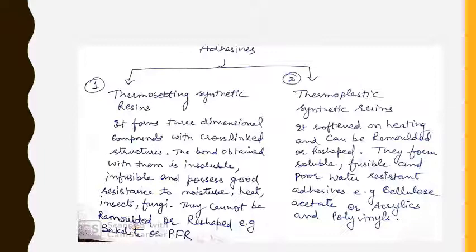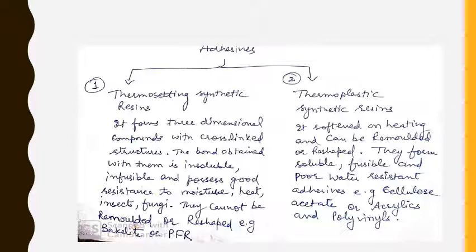For example, a thermosetting synthetic resin is bakelite, which is also called phenol formaldehyde resin. It is a cross-linked structure polymer which cannot be reshaped or remolded. Once heated, it sets and cannot be remolded. It's a three-dimensional compound. Silicone resins are also thermosetting synthetic resins.